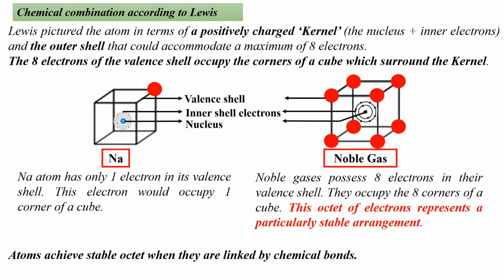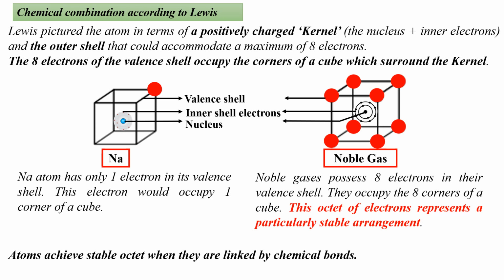Lewis had a strange view. He did not imagine the atom to be like a walnut. On the contrary, he imagined it to be a cube. According to Lewis, an atom is like a cubic box, and everything inside the cubic box is the kernel, and the cube itself is the outermost shell that can accommodate a maximum of 8 electrons. The kernel inside the cube consists of the nucleus and the inner shell electrons. I hope you can understand this idea from the picture displayed.